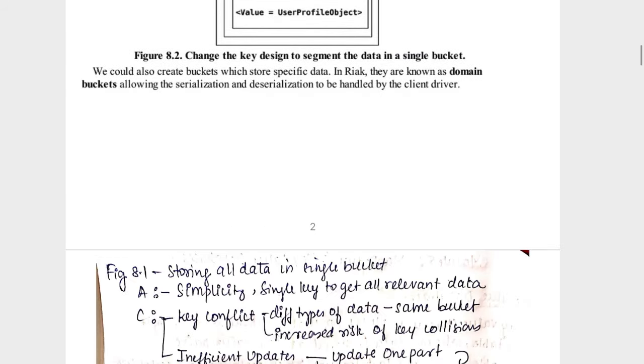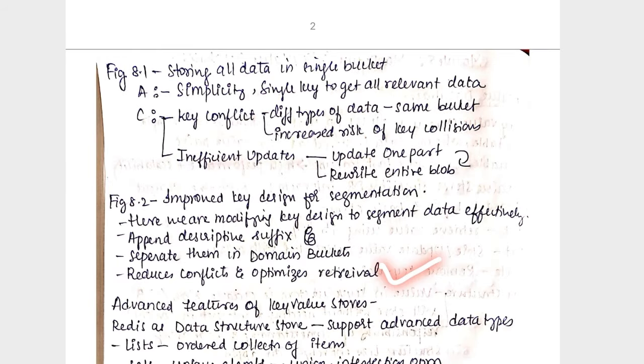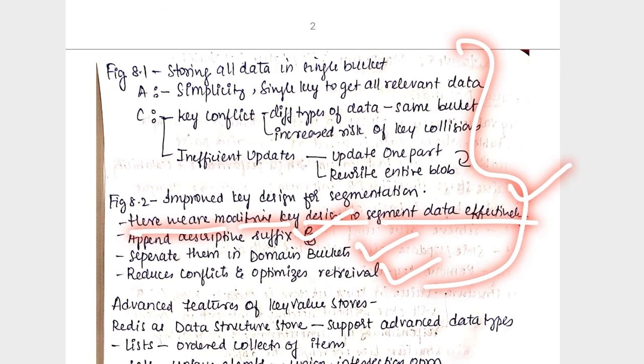So this was about both the figures. It will reduce the conflicts and optimize, separate them in domain buckets, append descriptive data. Here we are modifying the key design into segmented data efficiently. So here I have just mentioned the figures.